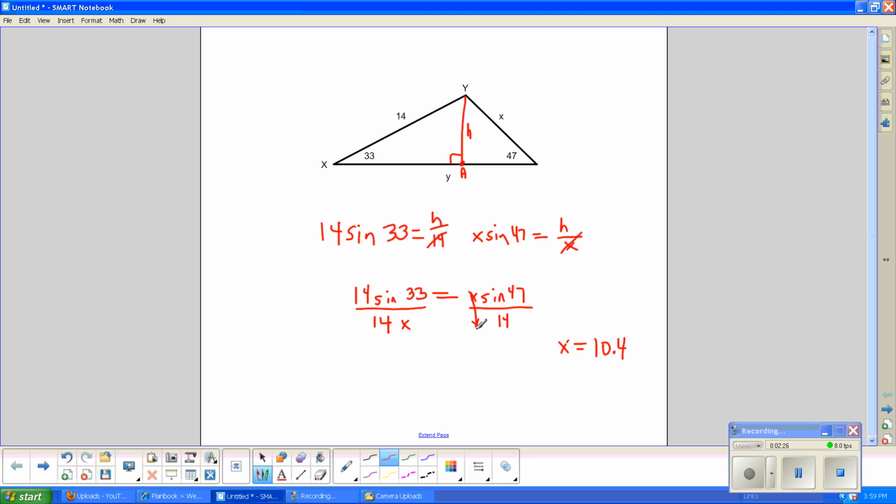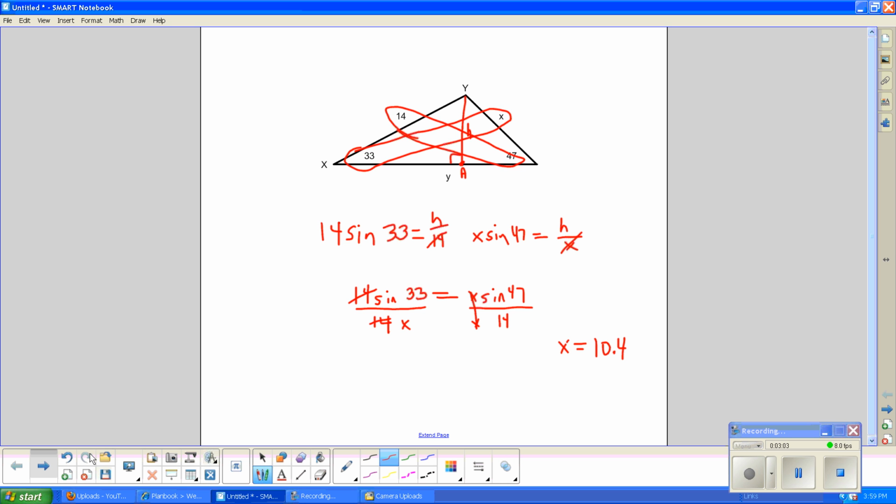And the thing I want you to notice is if I do that, obviously those cancel and the 14s cancel. I get sine 33 over x and sine 47 over 14. And you catch that 33 and x are one pair, and 14 and 47 are another pair. I could solve for y, doing the same thing, dropping another altitude and calculating. But again, the pattern here I want you to catch is that the angle and the opposite leg that relates to it can be set up here. And I can solve for the unknown variable x.